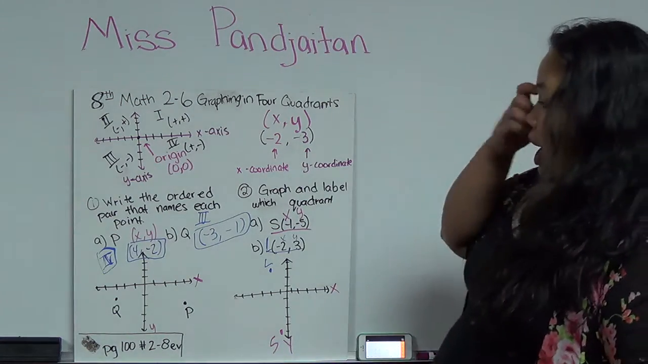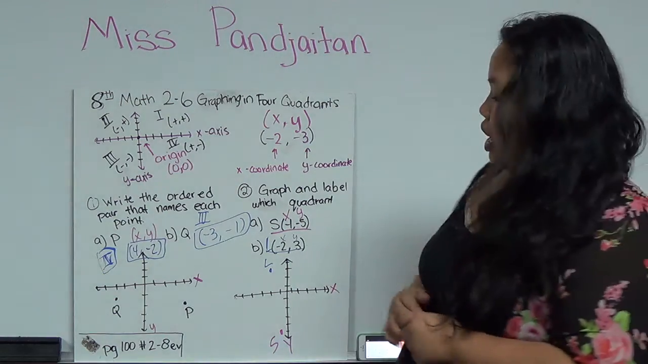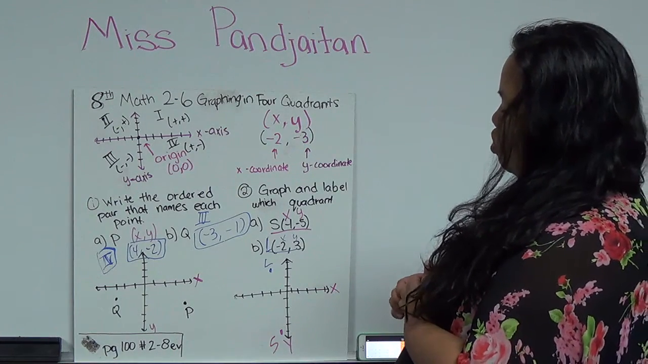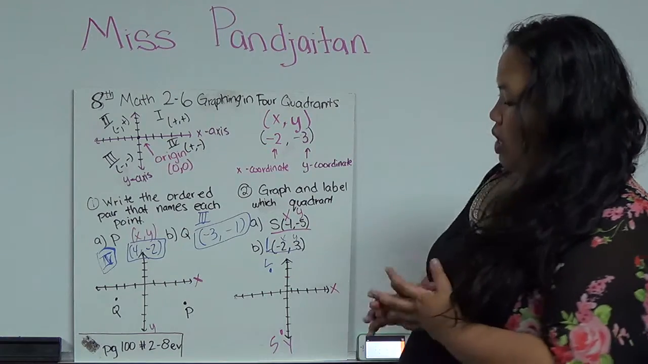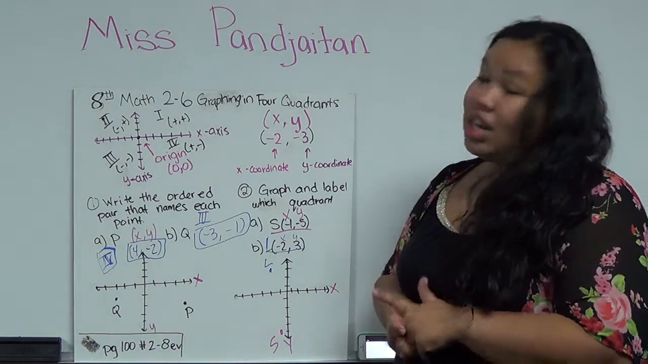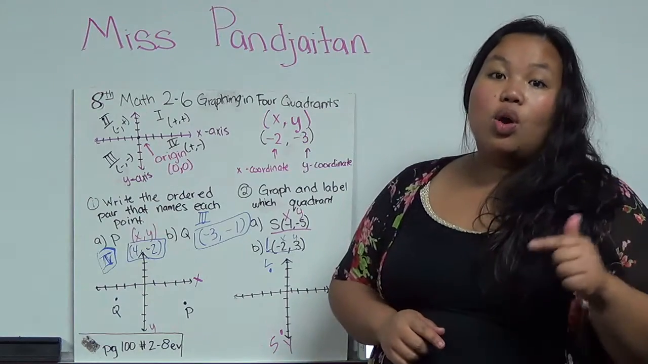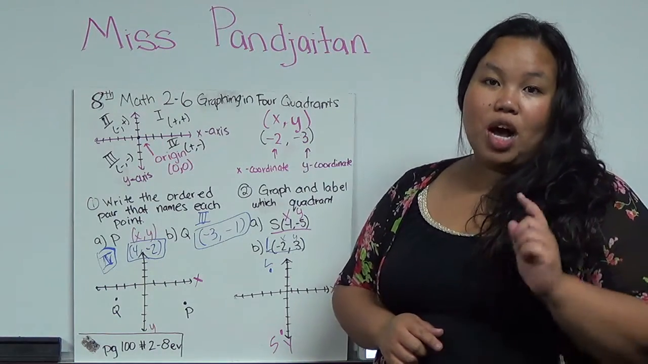So go ahead and write this down, and then do page 100 numbers 2 through 8 even. Okay, page 100 numbers 2 through 8 even, and this is actually the last section we're going to do. We're not going to do 2-7, so the next video will be chapter 3. But I'll see you in class.